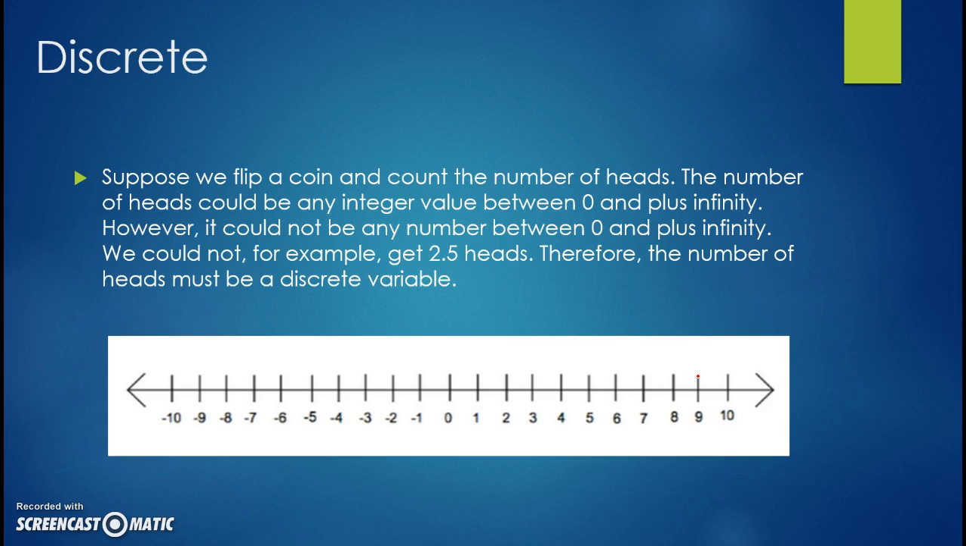For example, it can't be 1.5. You can't flip a coin 1.5 times. Therefore, the number of heads is a discrete piece of information. Another way to look at it on a graph is you do have to pick up your pencil to identify each one of the numbers.